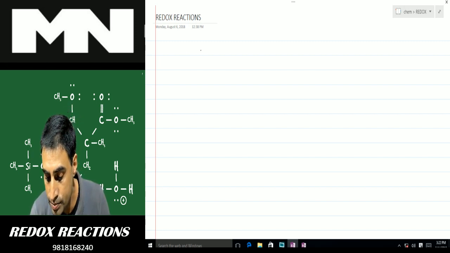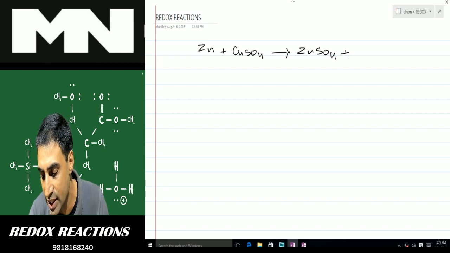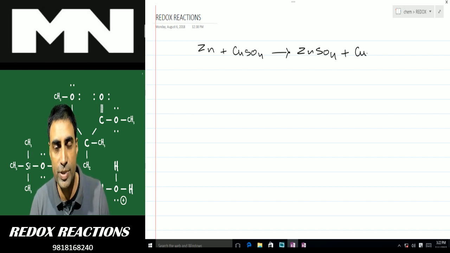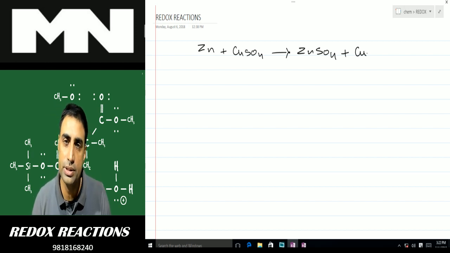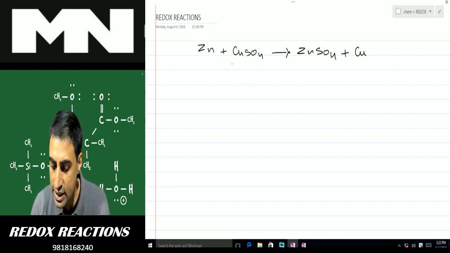For example, if you put a zinc rod in copper sulfate solution, you will observe that zinc will displace copper. It will get converted to zinc sulfate and will displace copper. This is a displacement reaction and this is also a redox reaction. In this reaction, you will see that zinc is getting converted to ZnSO4.